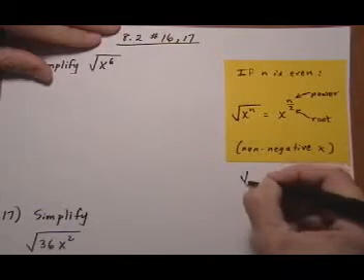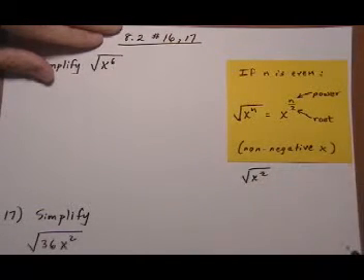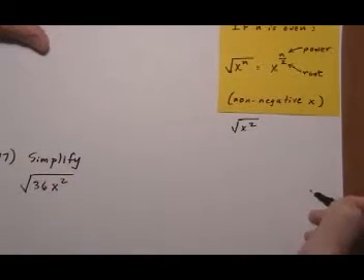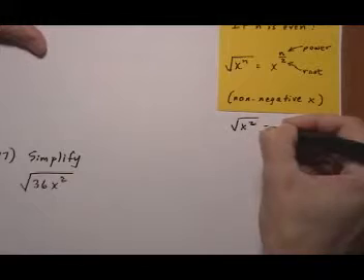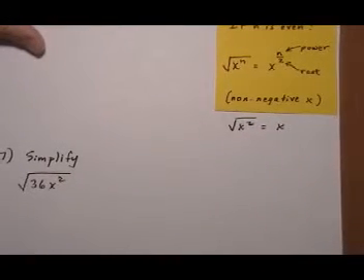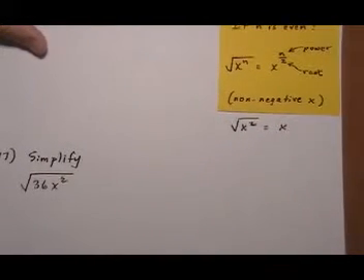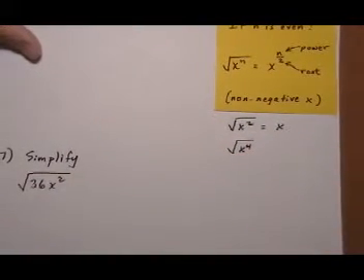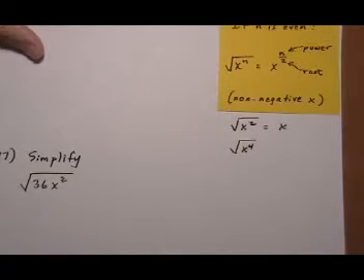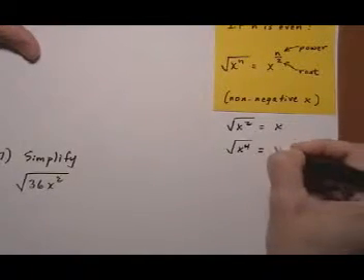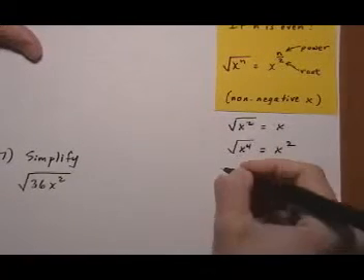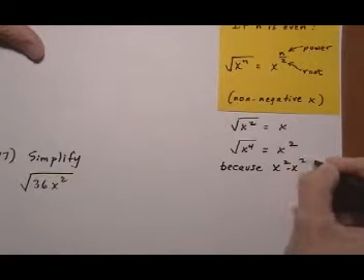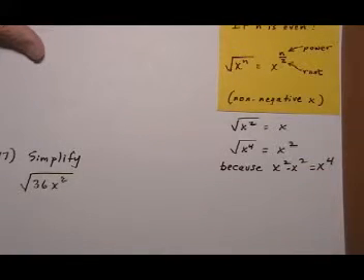Let's say we have the square root of x squared. Well, the square root of x squared is whatever we multiply by itself to give us x squared. We would multiply x by itself. x times x gives us x squared, so that equals x. If I had x to the fourth, what times itself would give us x to the fourth? Well, that would be x squared times x squared. So the answer is x squared, because x squared times x squared equals x to the fourth.